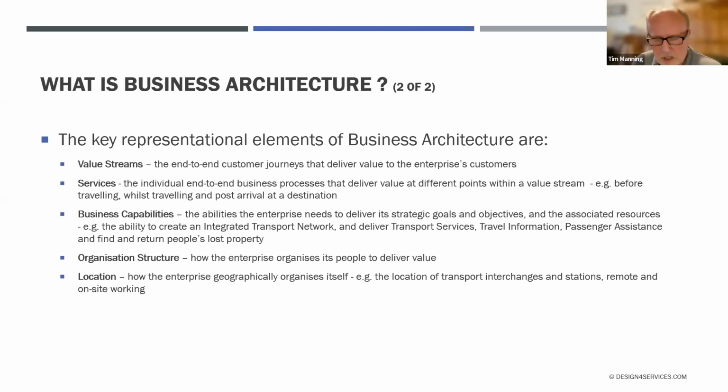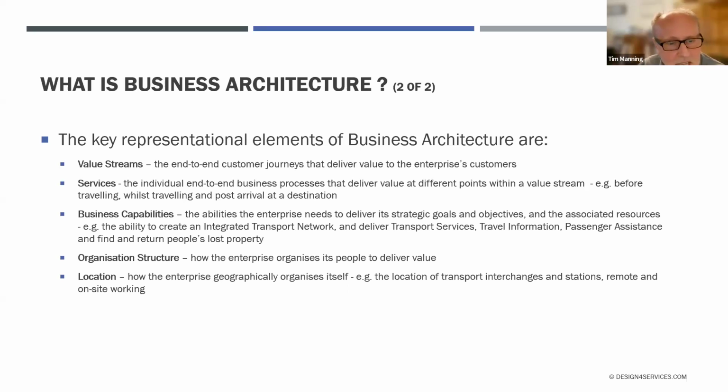And that's a whole field in its own, and there's an awful lot of confusion around business capabilities because you have different methods and techniques that are applied. But in the transport context, so the ability to create an integrated transport network, deliver transport services, provide travel information, passenger assistance for people with mobility issues, and back to lost property, the ability to find and return someone's lost property and look after it while it's in your possession.